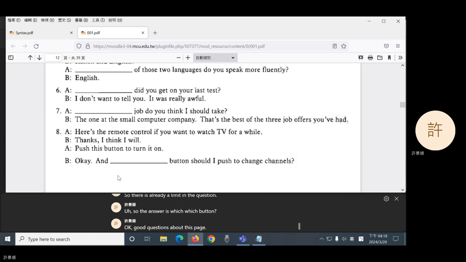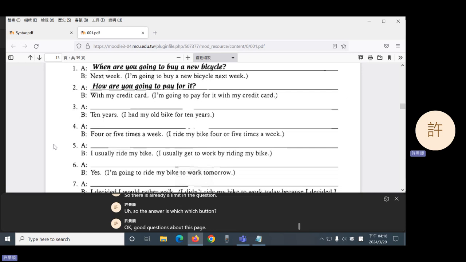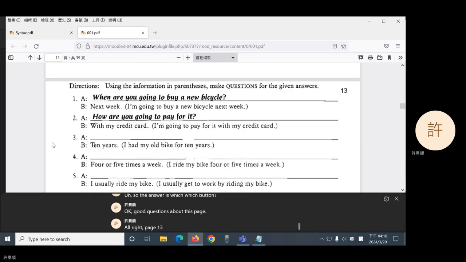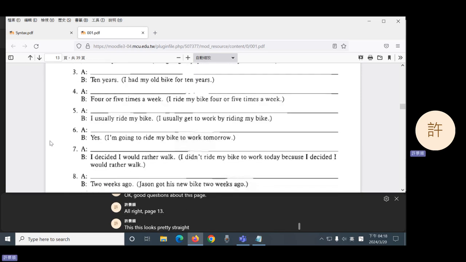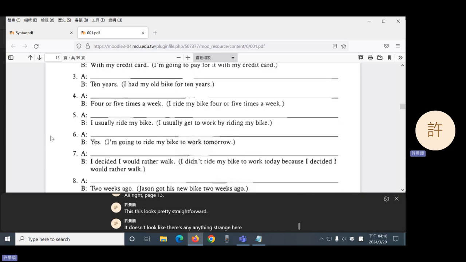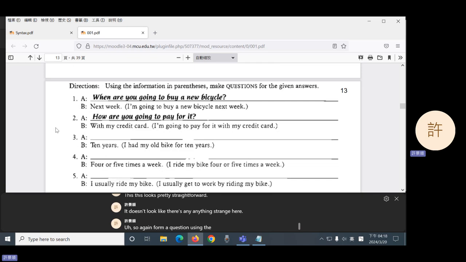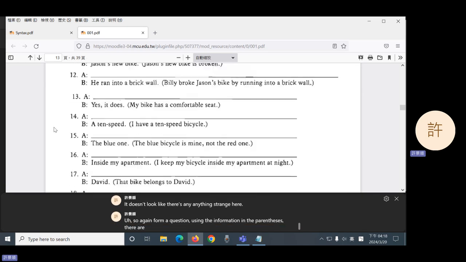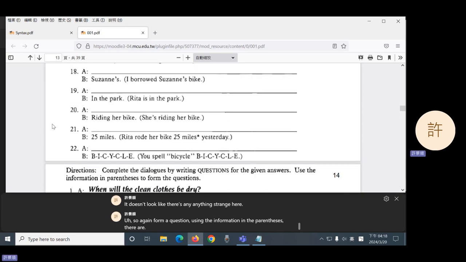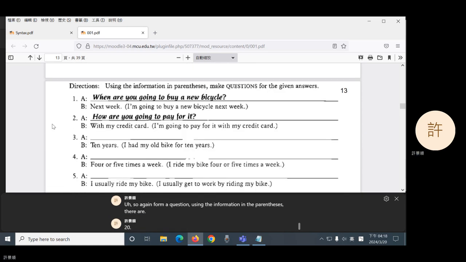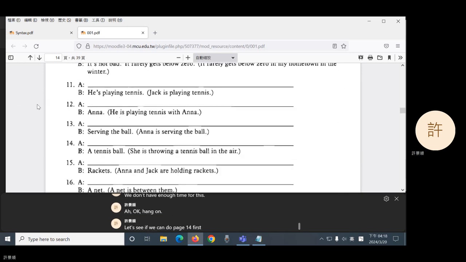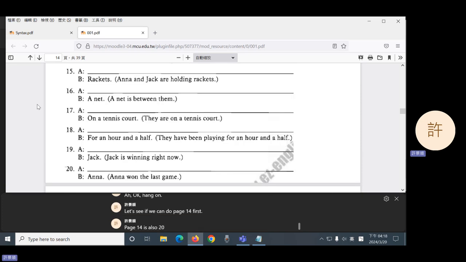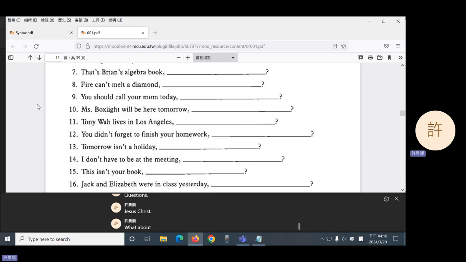All right, page 13. This looks pretty straightforward. It doesn't look like there's anything strange here. So again, form a question using the information in the parentheses. There are 20. What is it? 420? We don't have enough time for this. Okay, hang on. Let's see if we can do page 14 first. Page 14 is also 20 questions. What about page 15? Okay, page 15 is 18.